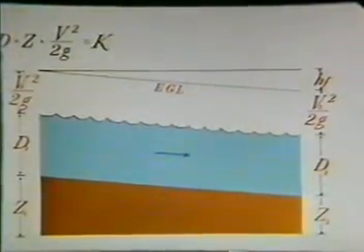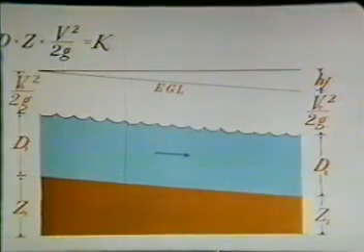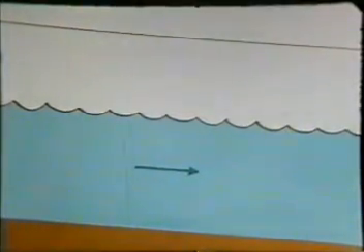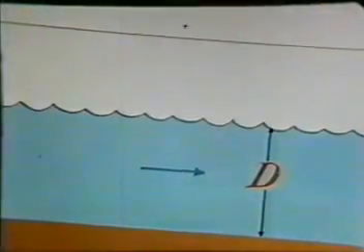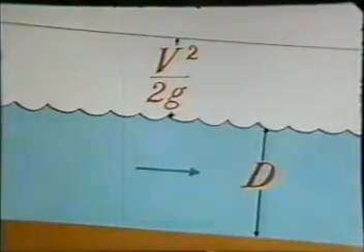The friction head loss, H sub F, is found by the drop in the energy grade line between 2 points. If we add the depth of flow at a point to the velocity head, we have what is called the specific energy H.